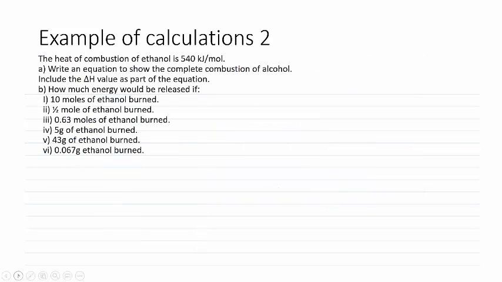The other type of calculation you might have to do is one where you work the other way around, where this time you've been given the heat of combustion and you've got to work out the amount of heat that's released when various amounts of fuel are burnt. Okay? So in question A, we've been asked to write an equation that shows the complete combustion of alcohol.